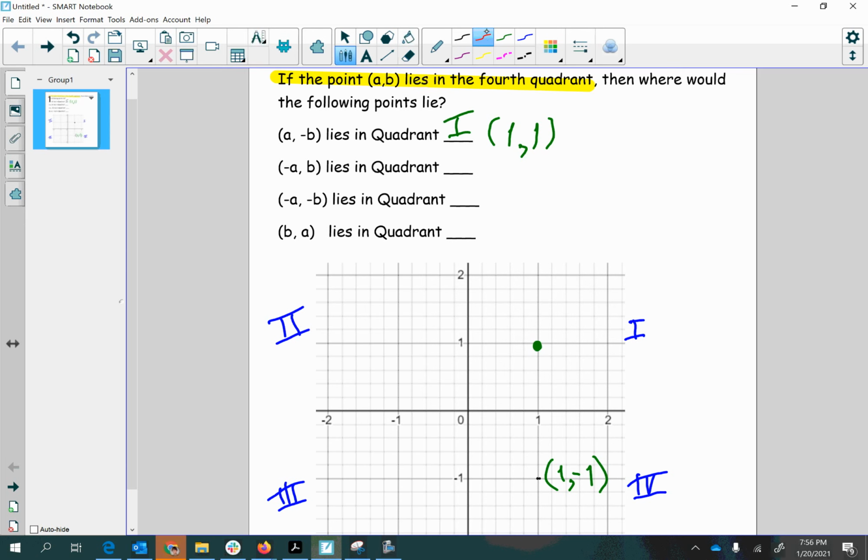Now let's use a different color for the next one. The next one says that A is going to have its sign changed while B remains the same. So A, the first coordinate for x, is going to change to a negative 1, while the y coordinate is going to remain the same. And so where is that point? Negative 1, negative 1 is down here in quadrant 3. So that's the answer for that part.